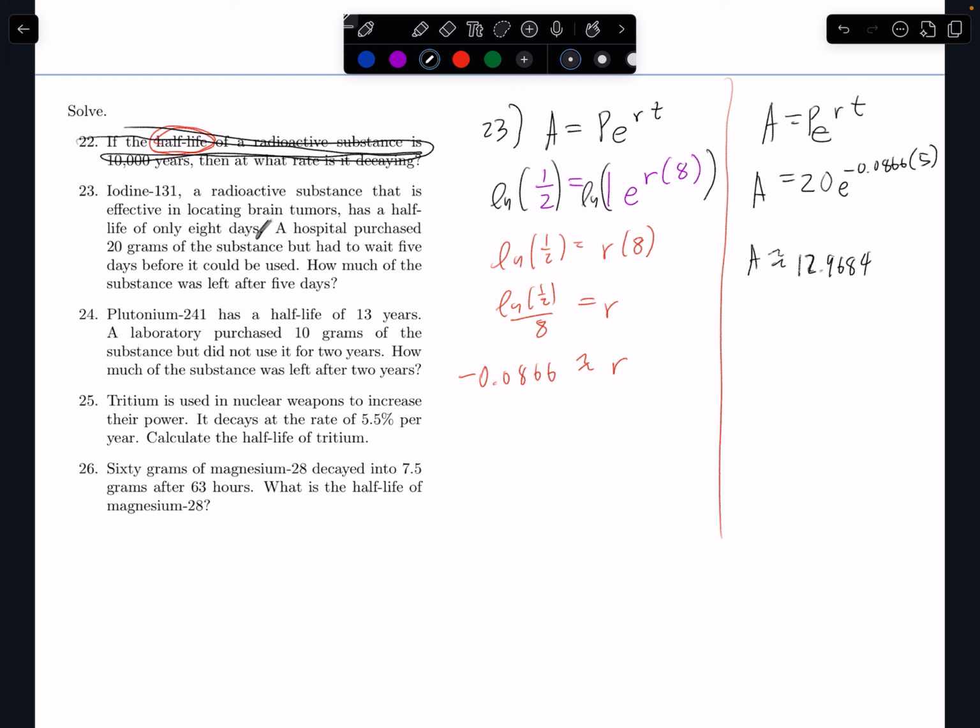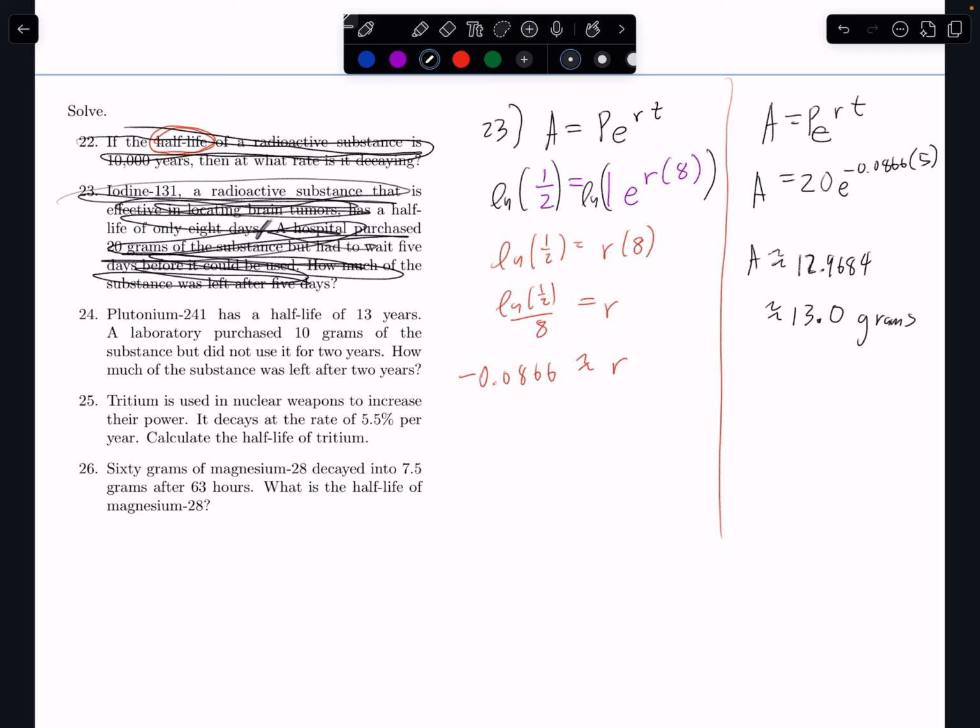I'm going to round to the nearest single decimal, though. So it's approximately 12.9, and this 9 would round up, so it's going to be about 13.0. 13.0, and this is grams. Okay, so that answers the question. There's going to be about 13 grams. Okay, that's done.